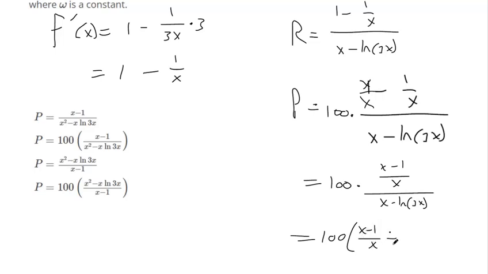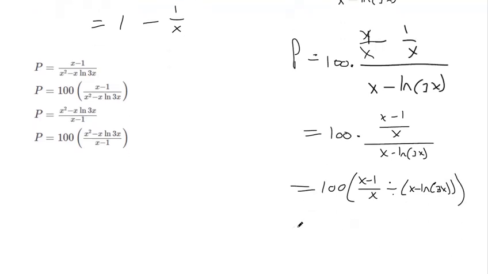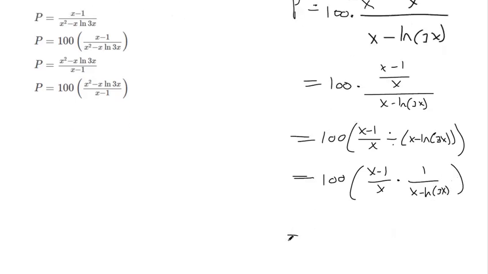is like this. And so when you're dividing things, you can flip and multiply. So we get x minus 1 over x, and this is something over 1. So we could flip and multiply. That's 1 over x minus natural log 3x. And now you can just multiply straight across the numerator and straight across the denominator.